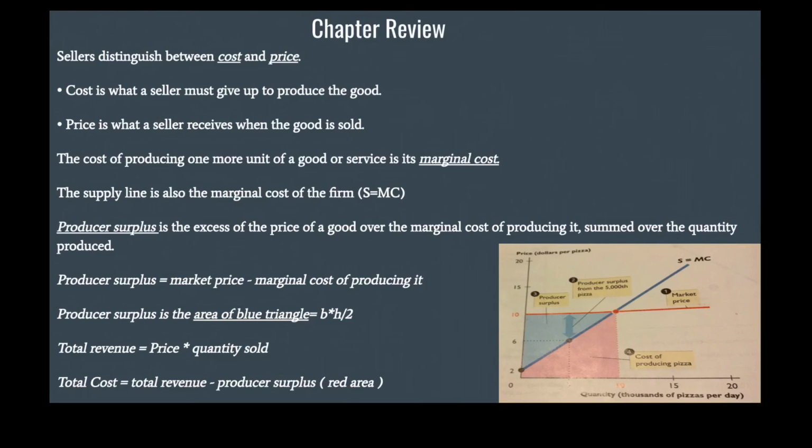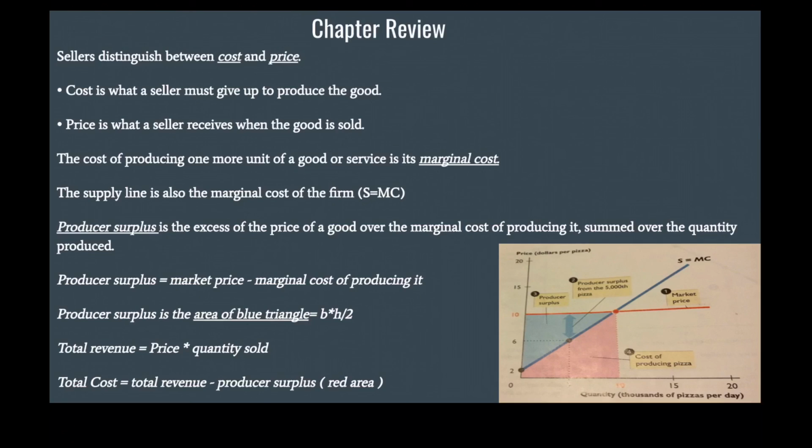Chapter review. Sellers distinguish between cost and price. The cost is what the seller must give up to produce the good. Price is what a seller receives when the good is sold. The cost of producing one more unit of a good or service is its marginal cost. The supply line is also the marginal cost of the firm, that is S equals MC. The producer surplus is the excess of the price of a good over the marginal cost of producing it, summed over the quantities produced. Producer surplus equals market price minus marginal cost of producing it.